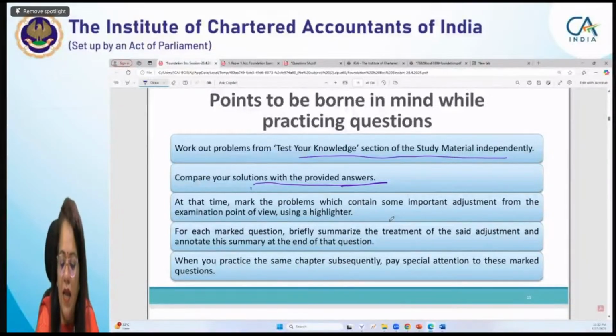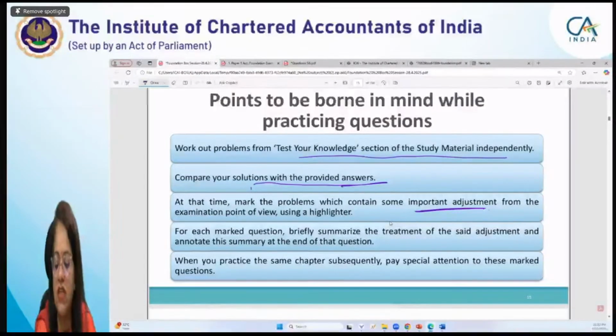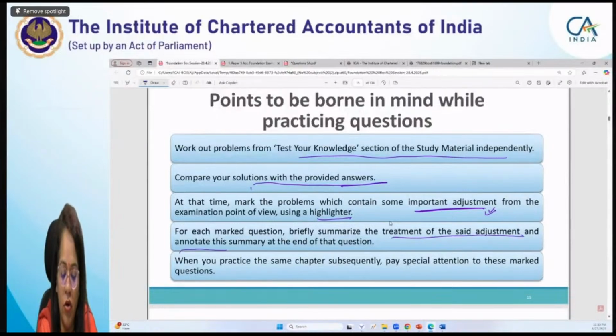At that time, mark the problems which have some important adjustment. At this stage, you should only mark the questions which have different and important adjustments from the examination point of view, with a highlighter. All right. For each marked question, briefly summarize the treatment of the said adjustment and annotate the summary at the end of each question. You have to write down the summary at the end of each question, so at the time of revision it will be helpful for you.